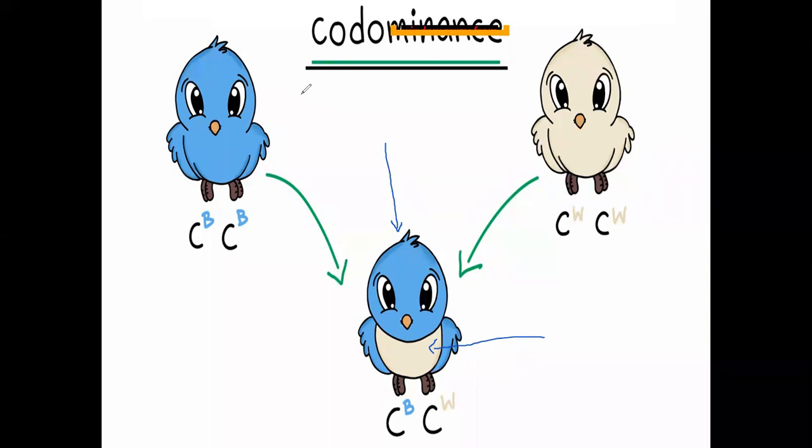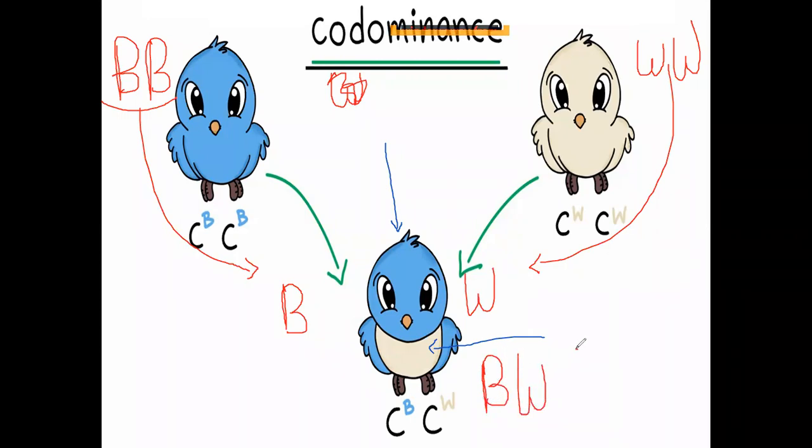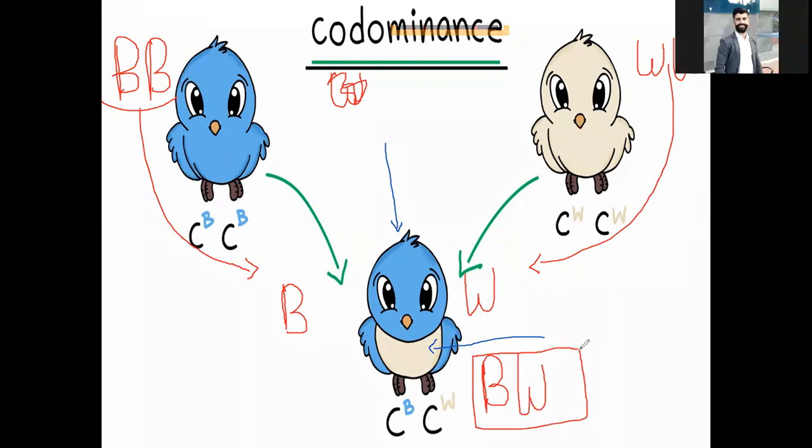If you want to give the symbol for the white, for example, it's W capital. So here it's W capital, W capital. And if we want to give the symbol for the blue, it's B capital, B capital. Why? Because both of them are dominant. So this is BB. It gives only one type of allele. So it gives only B, 100%. And here it gives only W. So it will give here BW. So the genotype will be BW. So it's blue with white spots or blue and white together.